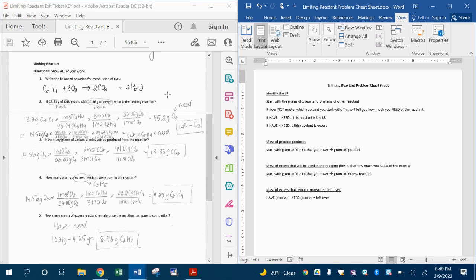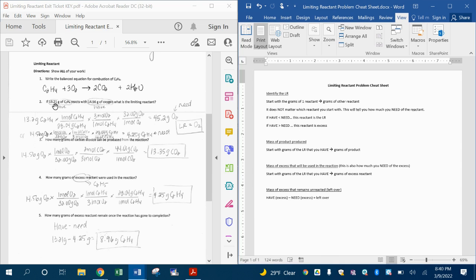Now the first question says, if I have 13.21 grams of C2H4 and 14.56 grams of oxygen, what is the limiting reactant? Remember, the numbers given to you in the problem, that is what you have. And in order to determine the limiting reactant, we want to start with the grams of one reactant and go to the grams of the other. It does not matter which one you start with, but this tells you how much you need of the reactant.